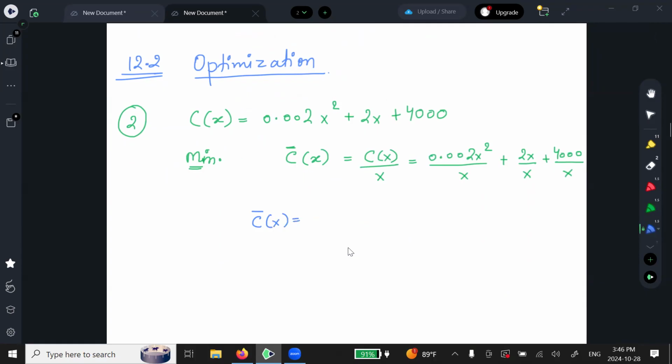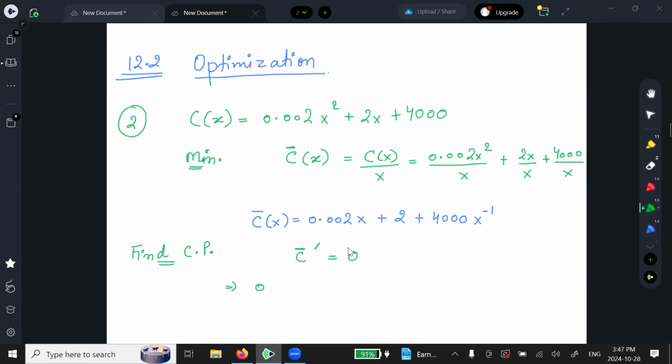So that would just cancel the power of 2 of x to 2x, and 4,000 x to the power -1, right? Just remember that if you have x in the bottom, move it up. Now you have to find critical points. Remember like this, you have to find critical points. The formula is the same: differentiate, make it 0.